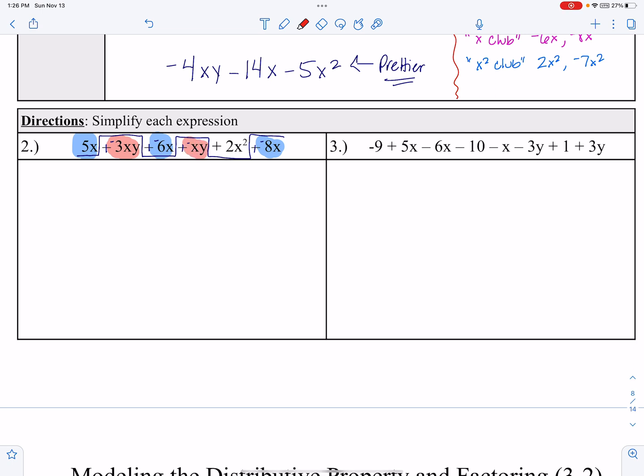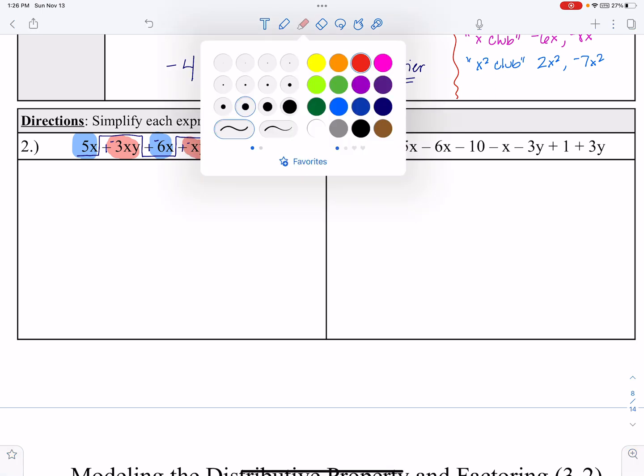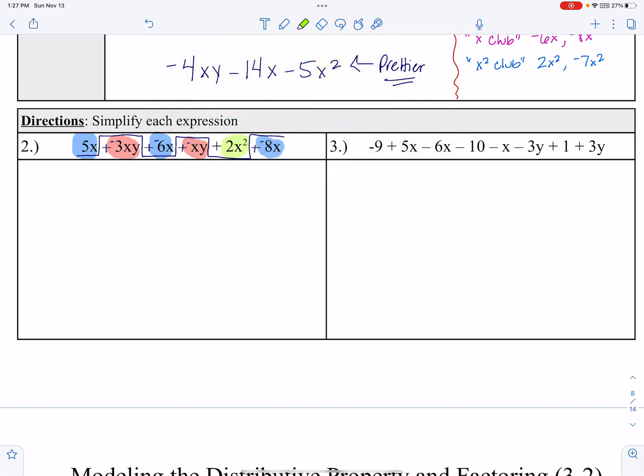There's another negative xy, and then that's it. And then my last one, I'll pick green. We have 1 positive 2x squared. Okay, so this is something you can do, and then you can visually sort of look at what's going on.